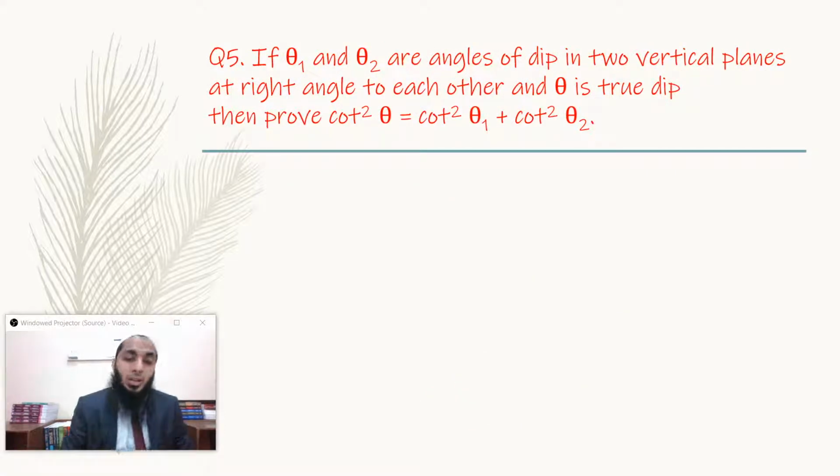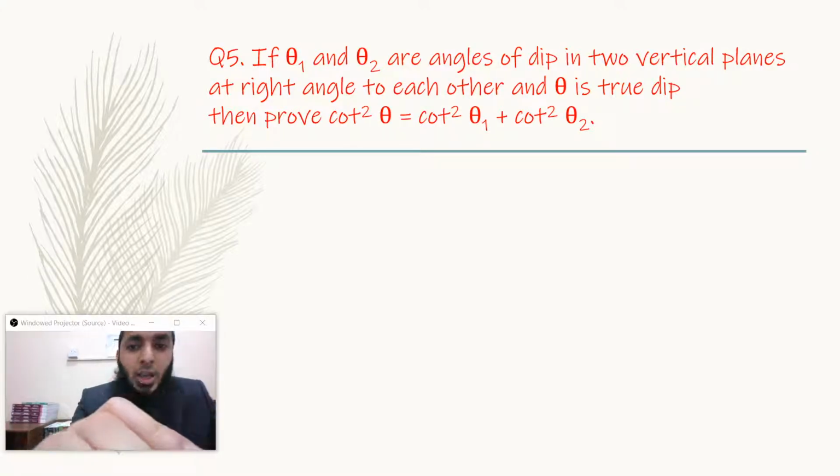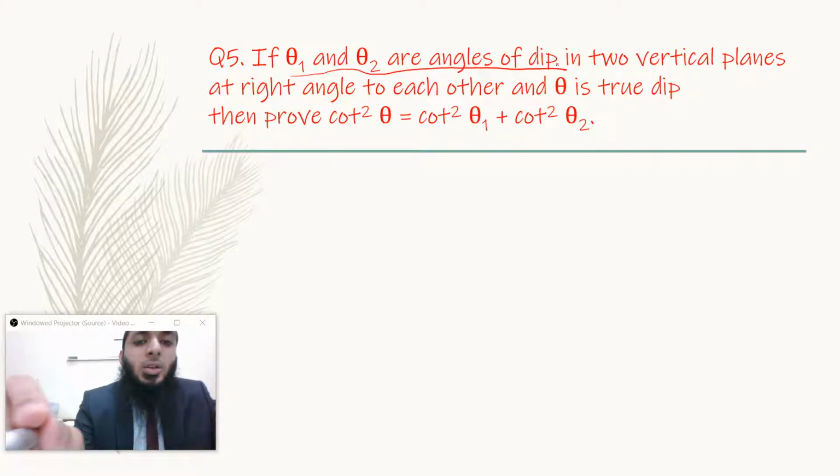Question number 5. If theta 1 and theta 2 are the angles of dip in two vertical planes at right angle to each other, and theta is the true dip, then prove that cot square theta is equal to cot square theta 1 plus cot square theta 2. Now let's say theta 1 is the angle of dip. Now these are not true dips, these are apparent dips.